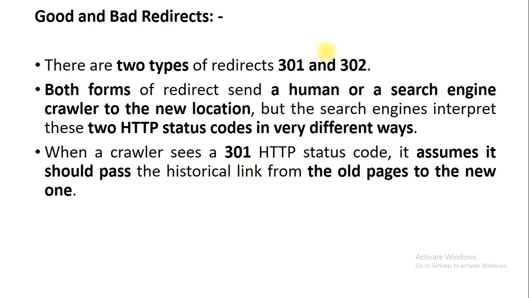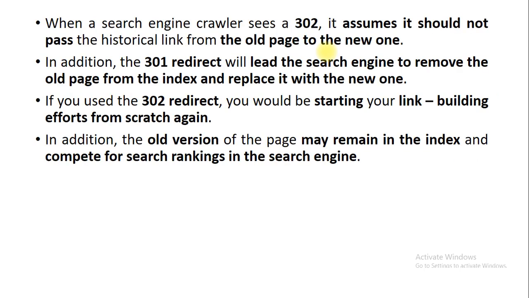Suppose you are going to use a 301 redirect. At that time, older pages are shifted to the new pages. That means you are closing the older location. Similarly, when you use a 302 redirection, it assumes that older pages remain as they are, and you are going to create new pages also.